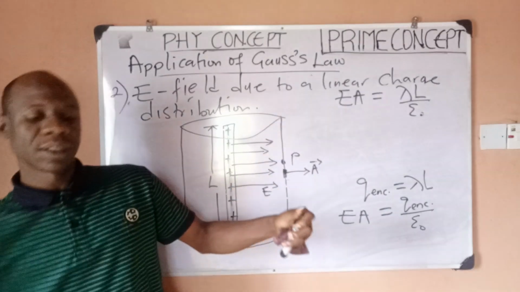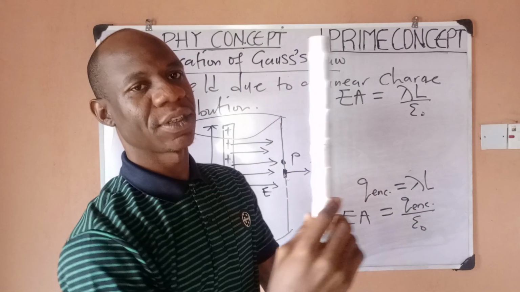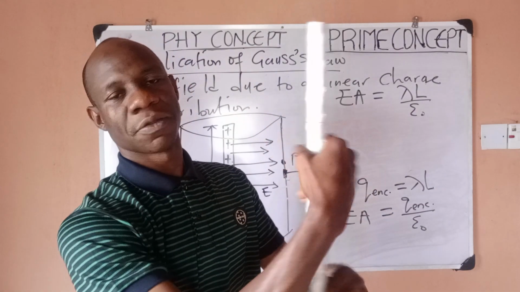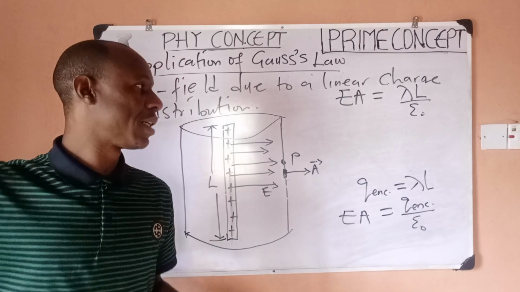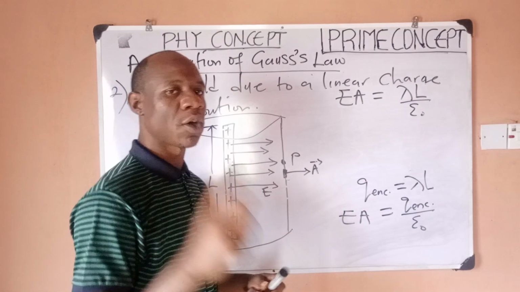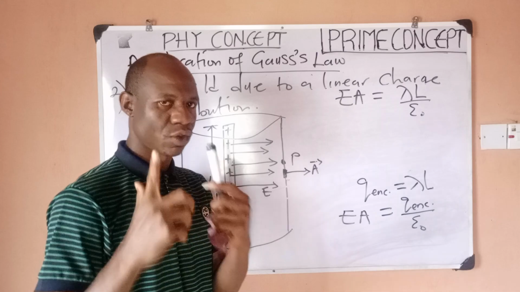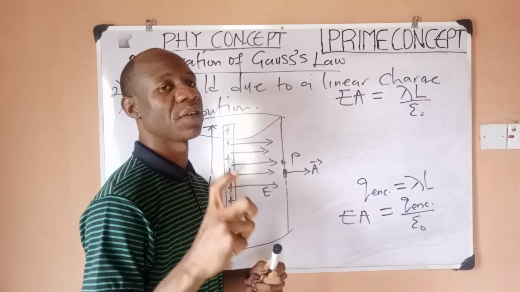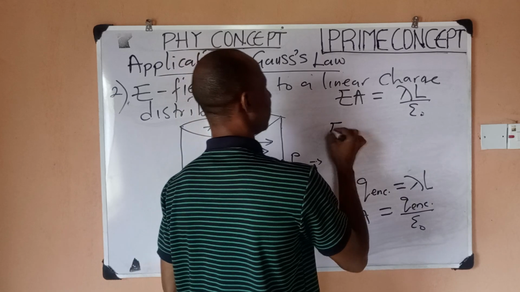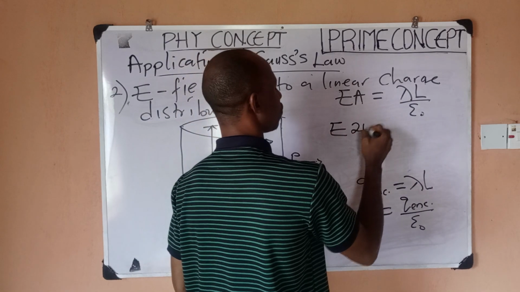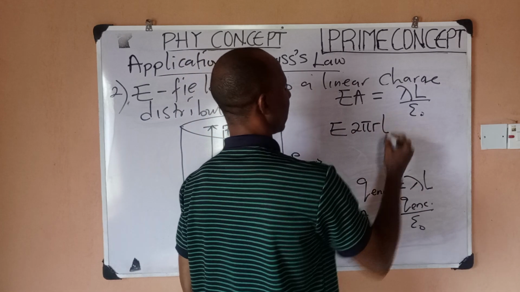So the surface at this point is the curved surface area of a cylinder. If you are considering a cylinder, for example, this area is a curved surface area. You can see it's a curve, right? So that's the curved surface area of a cylinder. And what is the curved surface area of a cylinder? You are very correct. The curved surface area of a cylinder is 2 pi RL. So we have that E times the area, which is 2 pi RL, right?